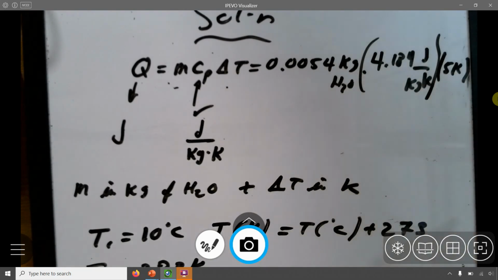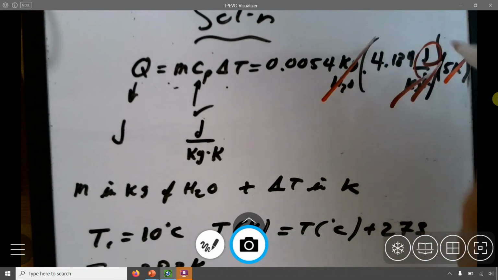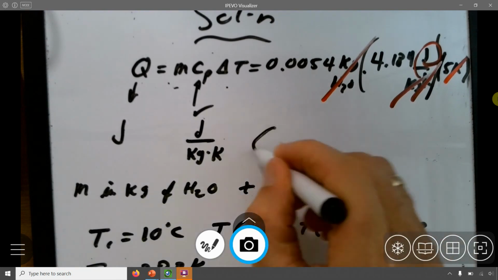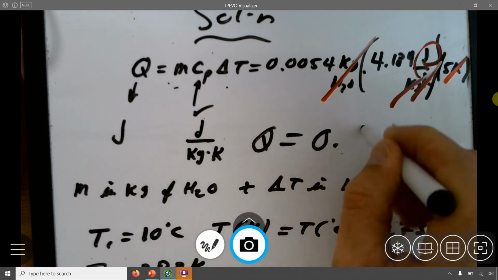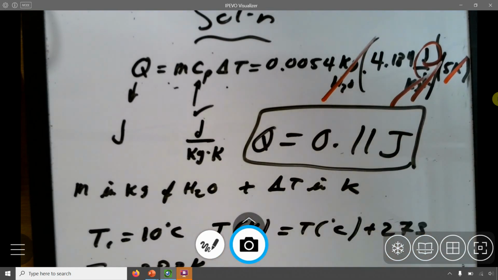5 Kelvin. And then look, I cancel out my Kelvin like I promised you. I cancel out my kilograms like I promised you, and I'm left with joules. When you punch that all in, you get that Q is 0.11 joules, and that is your answer. This is the heat involved here. This is how much heat you need to heat up 3 moles of water from 10 degrees Celsius to 15 degrees Celsius. That's what we just calculated.